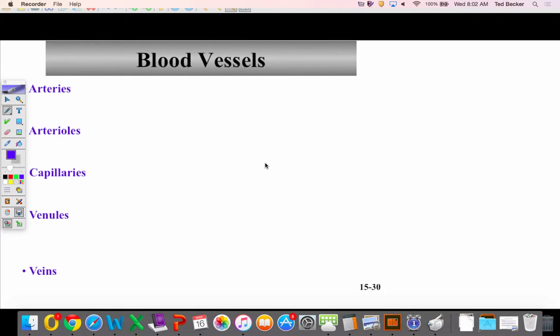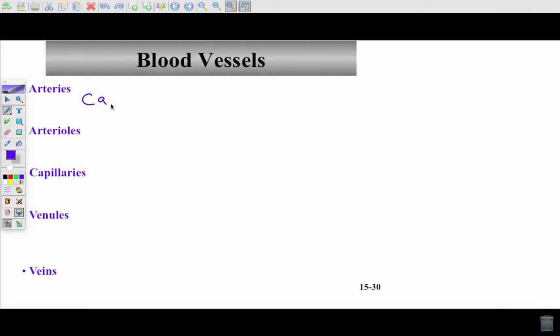Okay, so the blood vessels start with arteries. Arteries, remember, we've already gone over this, but arteries carry blood away from the heart.